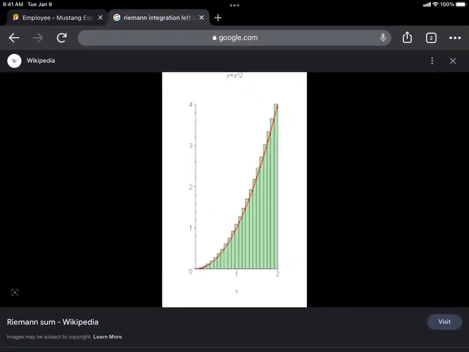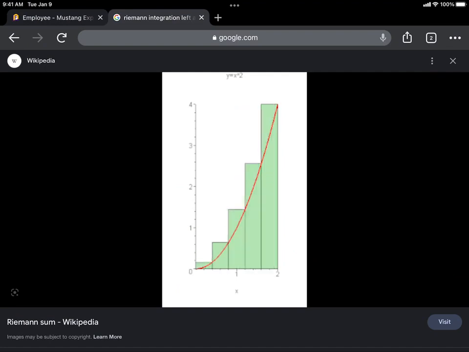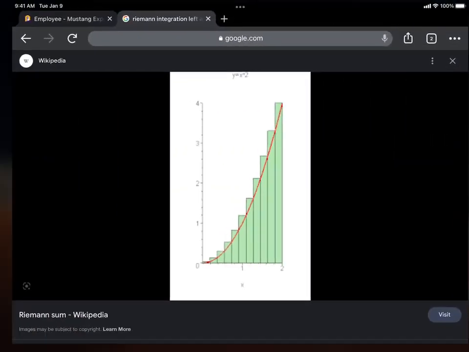Here is x squared, going from 0 to 2 instead of 0 to 1, but the point is the same. As the rectangles get skinnier and skinnier, the sum of the areas of the rectangles is getting closer and closer to the actual area under the curve. Let's go back to this.